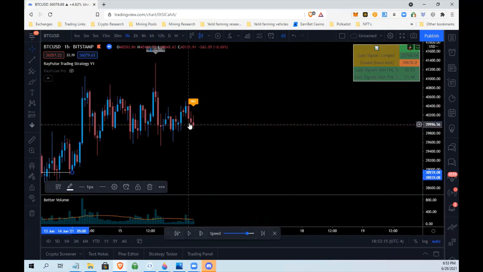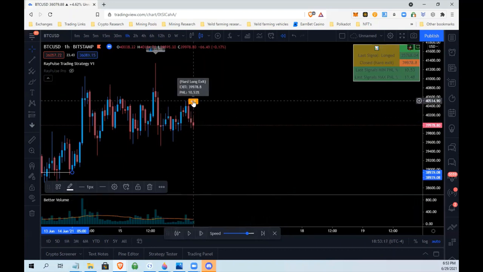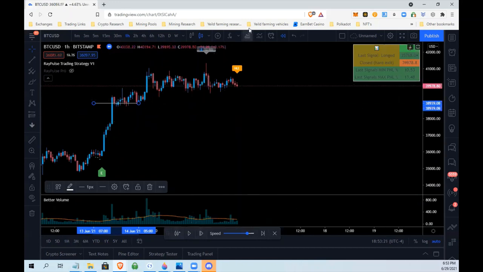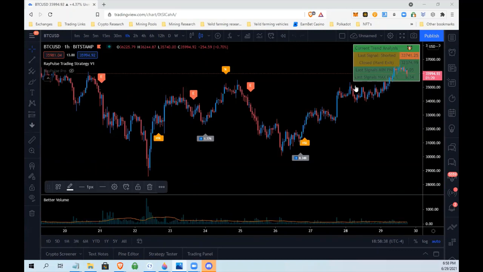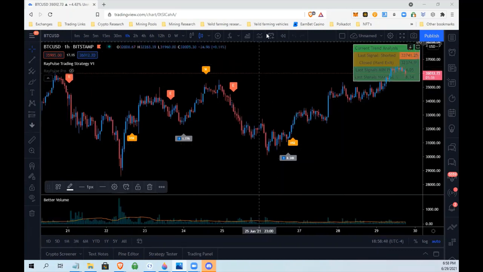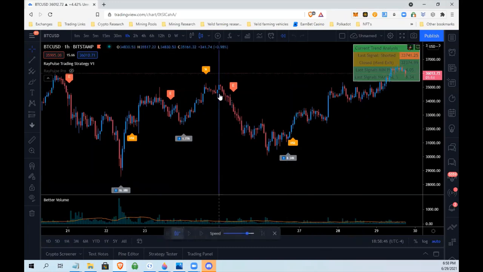And there we got a hard exit. So we got a hard long exit at 10.53%. So we'll do that again, this time with a short position. So I'll back the chart up to before this last short.